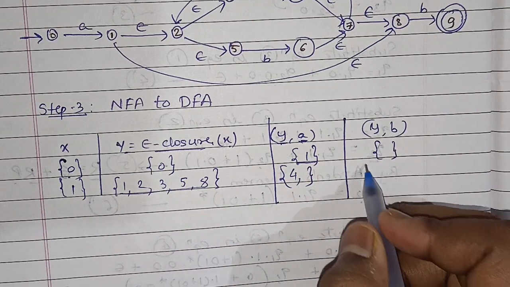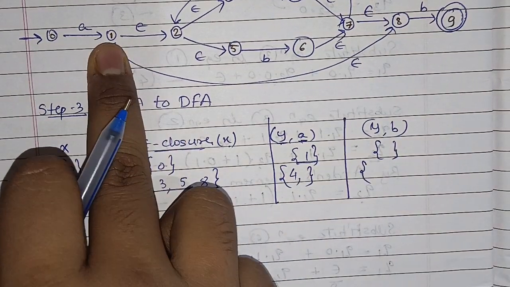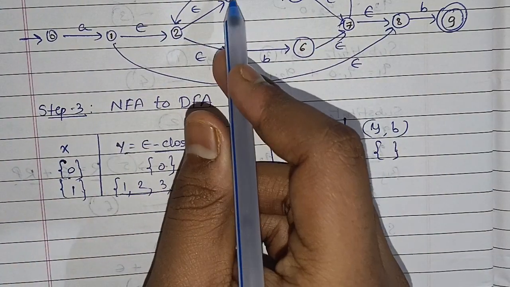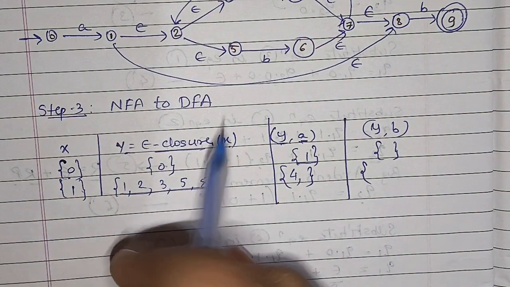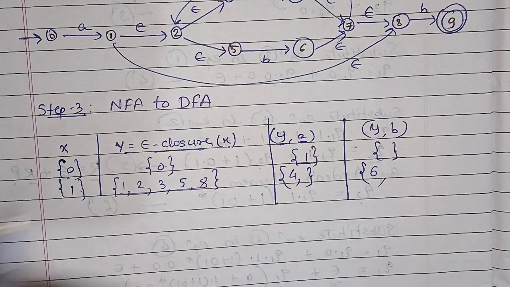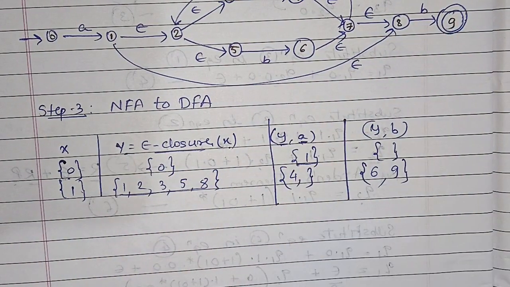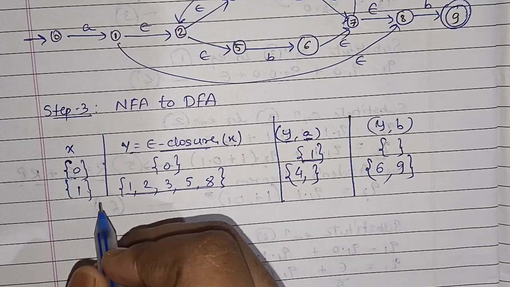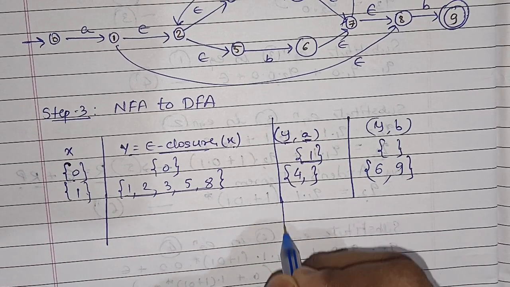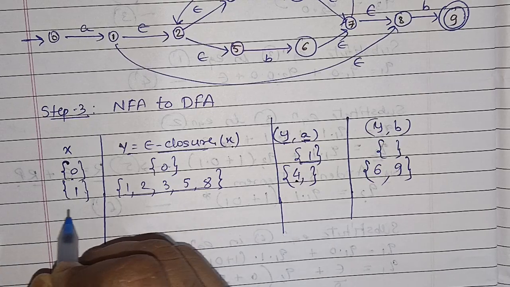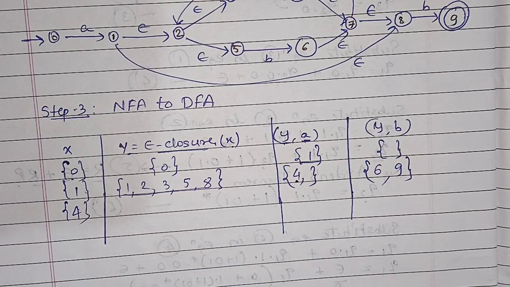Same for B. 1 will get B, no transition. 2 will get B, no transition. 3 will get B, no transition. 5 will get B, going to 6, and 8 will get B, going to 9. Okay, now I told you we have to take the new combinations. So since 4 and 6, 9 are new combinations, I will take 4 first.